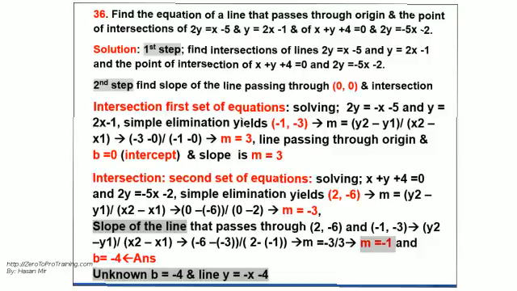36. Equation of lines at (0, 0) and intersection of sets: 2y equals x minus 5 with y equals 2x minus 1, and x plus y plus 4 equals 0 with 2y equals minus 5x minus 2. One set intersects at (5, 4), m equals 3. The second set intersects at (minus 6, 2), m equals minus 3, and b equals minus 4, and y equals minus x minus 4.